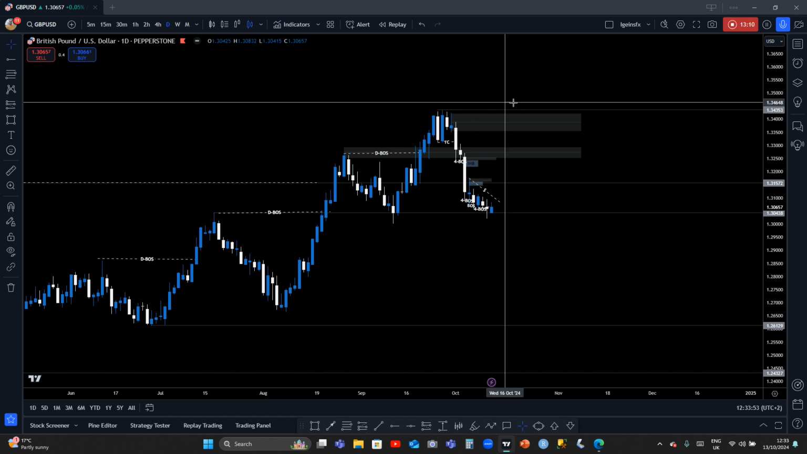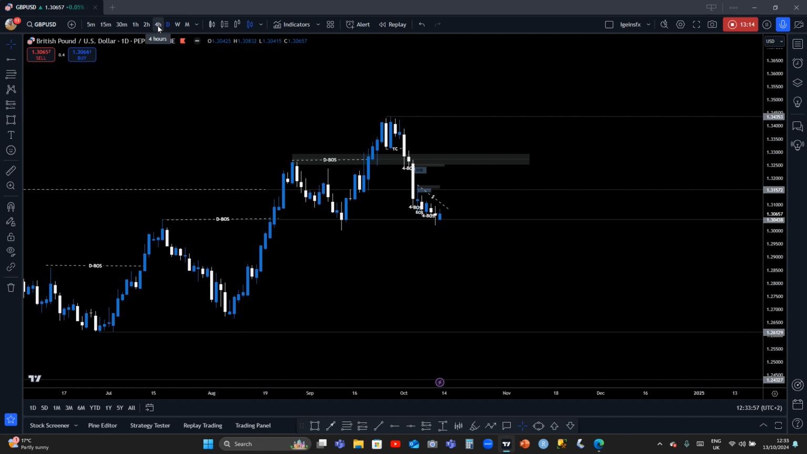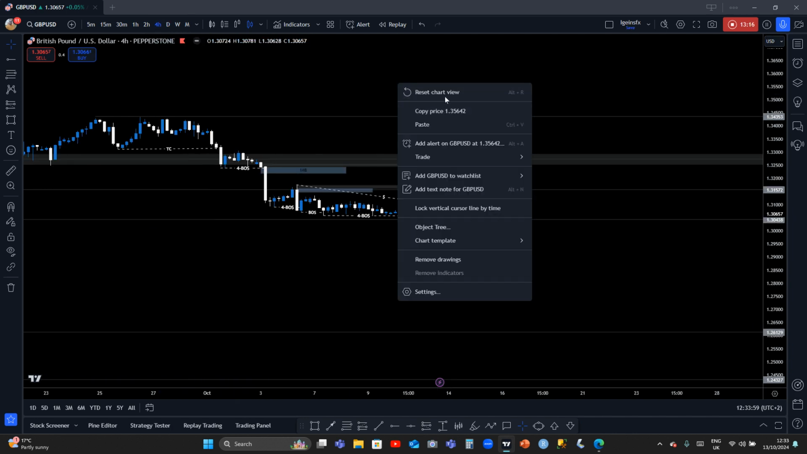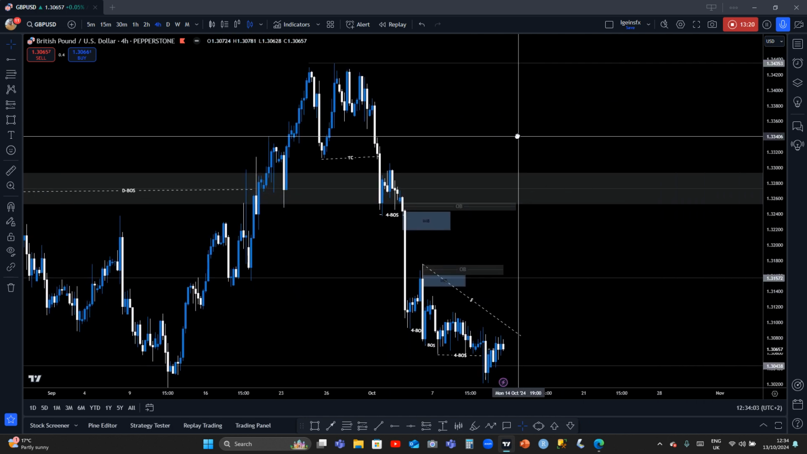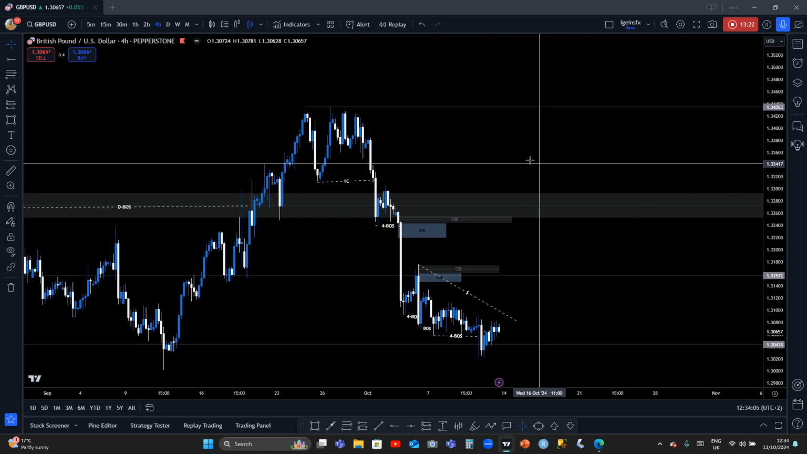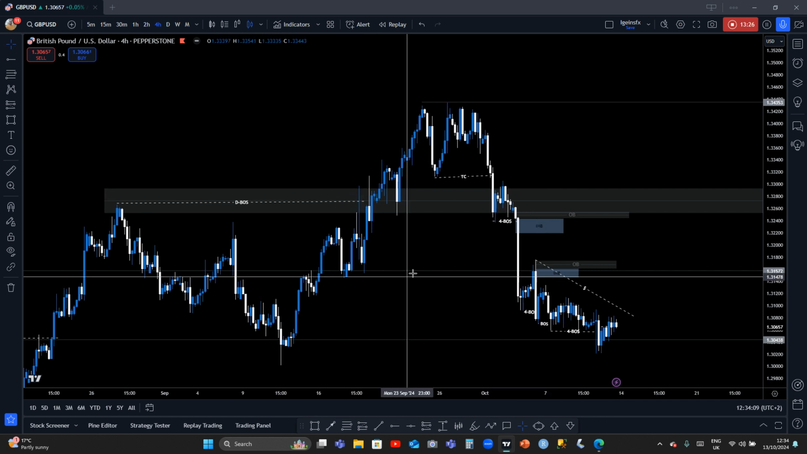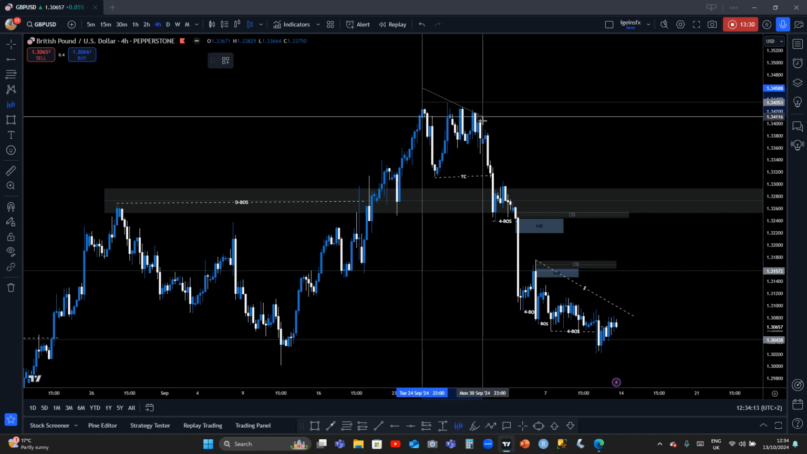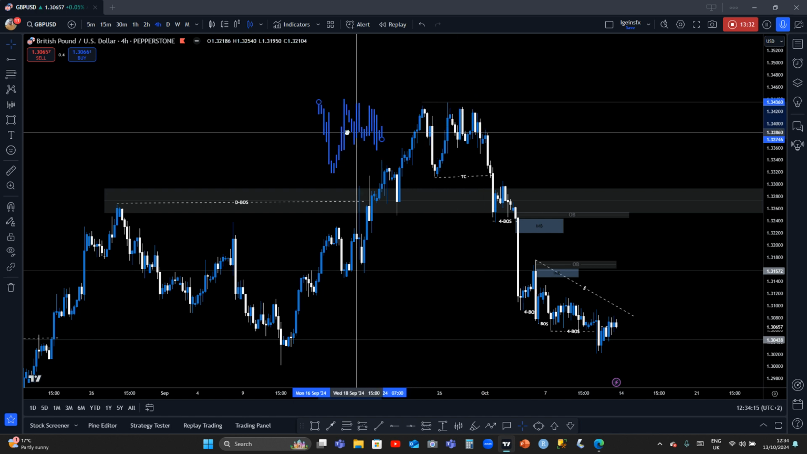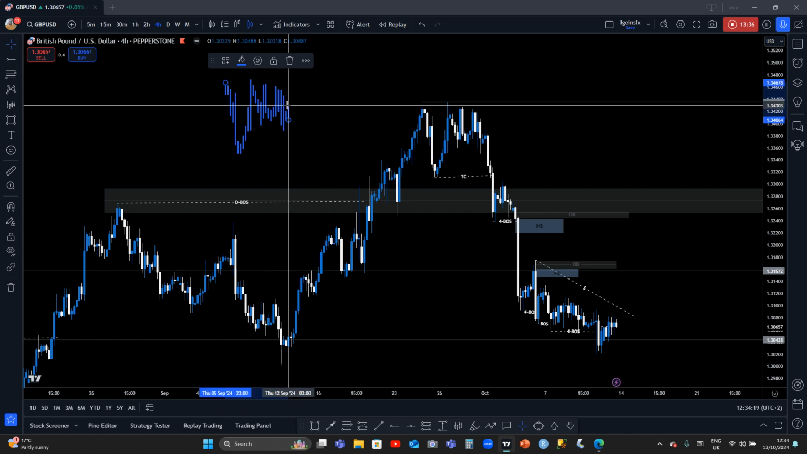So let's scale down so that we understand it more clearly. So this is the 4 hour. You can now see that the 4 hour is already giving us a pattern. Now, let me just show you guys this pattern so that you see. You see, the 4 hours is already giving us a pattern.